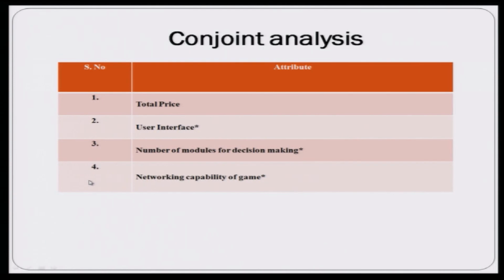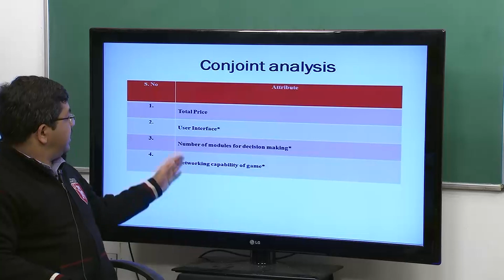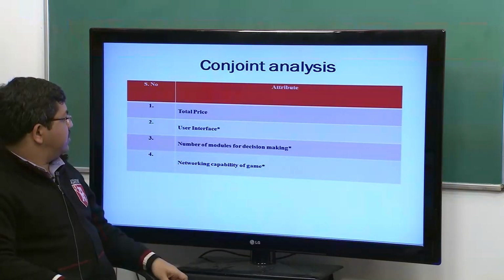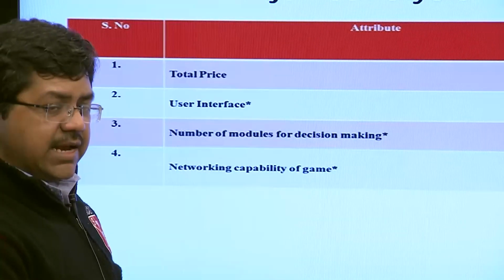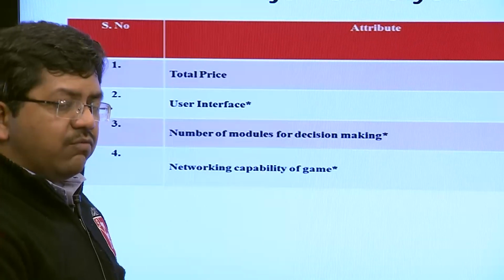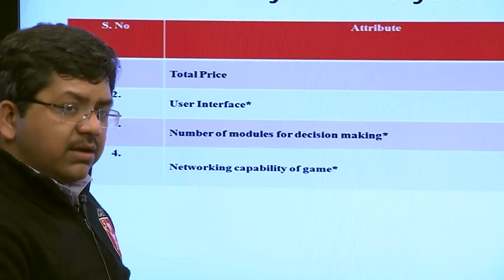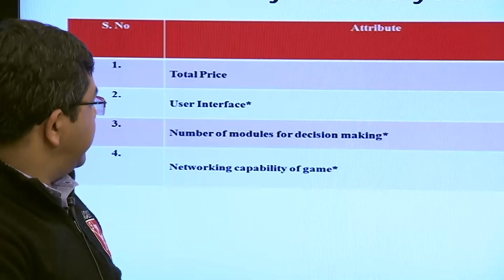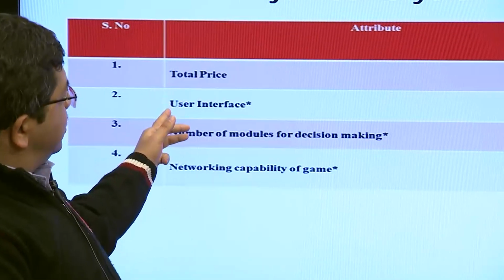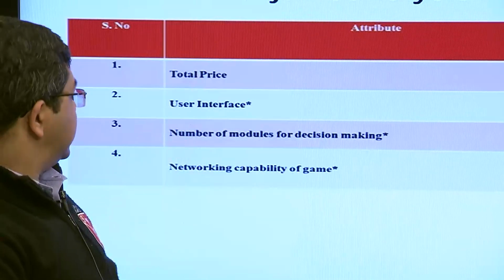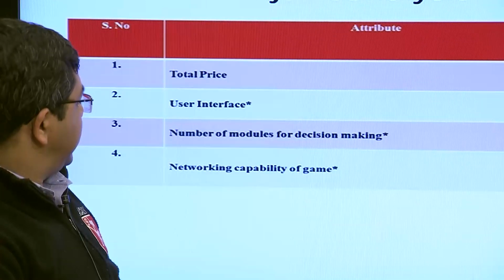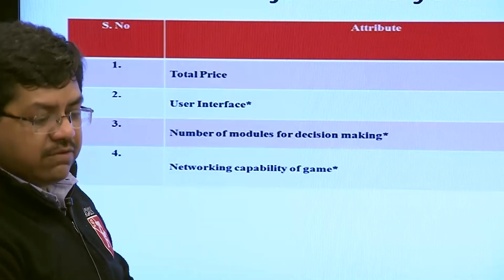This is an example which is my own student's work. This person has worked on the design of business simulation games, the profile of highest utility from the business simulation games. He has basically four benefits or attributes: total price, user interface, number of modules for decision making, and networking capability of the game.